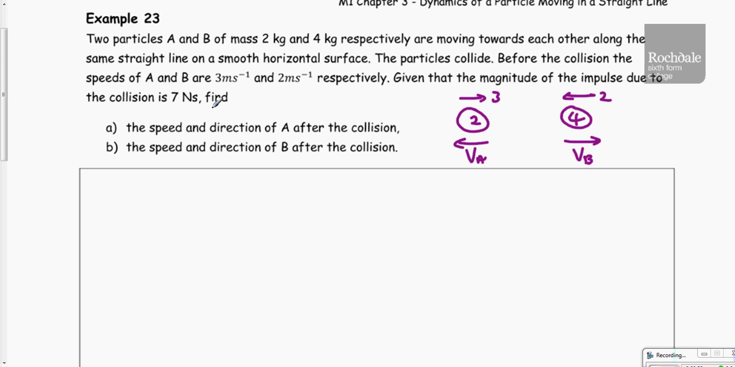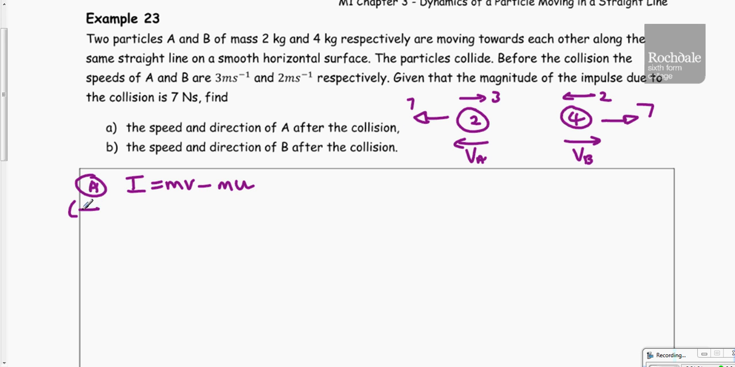Now we're told that the impulse in the collision is 7 Newton seconds. So that means that this particle has an impulse of 7 to the left, and this particle, equal and opposite, would have an impulse of 7 to the right. So if we consider each particle one at a time, for particle A, impulse equals mv minus mu, we need to make a decision about which way is positive. If I look at this situation, most things are to the left, so I'm going to take left as positive. So the impulse is to the left, that's positive, that's 7.